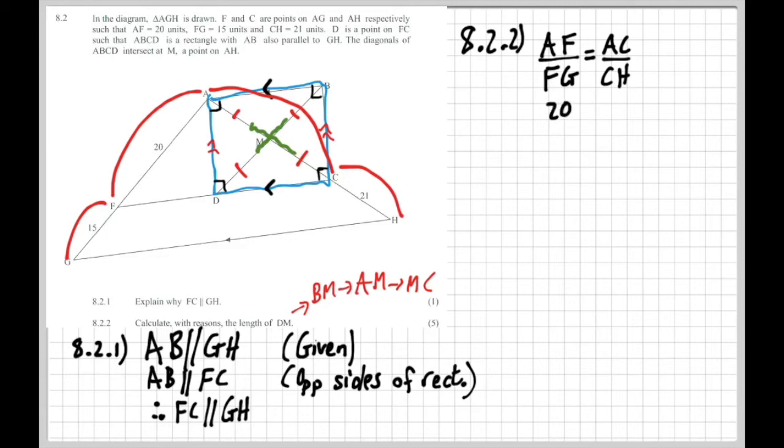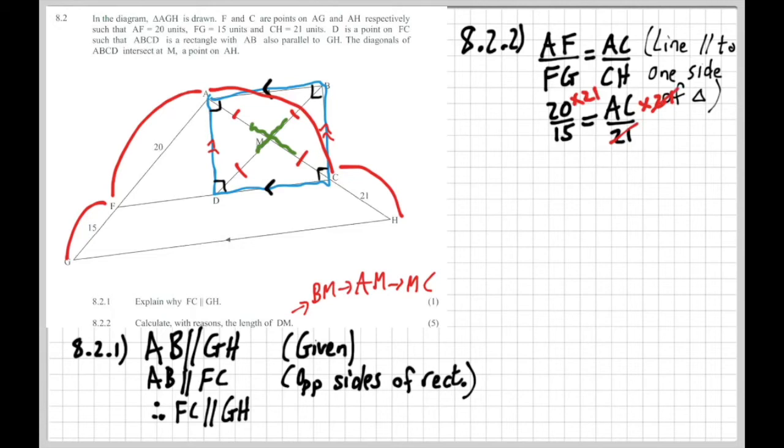Now, why is that? Let's just not forget our reason. That line is parallel to one side of the triangle. I don't want to lose that mark, so let me write it in. So 20 over 15 is AC over 21. Now I want to get rid of that divide by 21, so I'm going to times both sides by 21, which means AC is equal to 28 units. So what I like to do is write it in on my sketch.